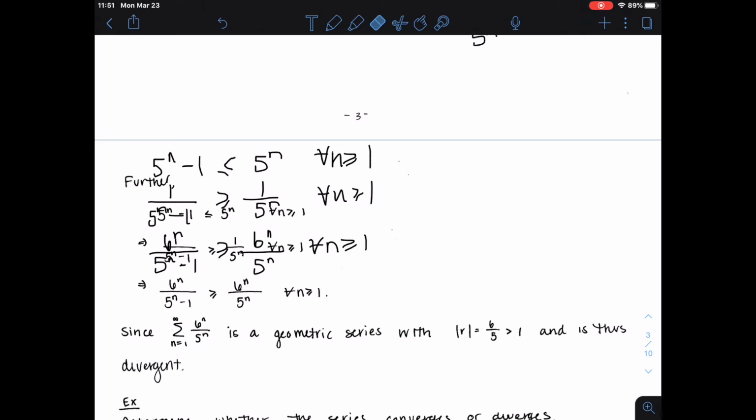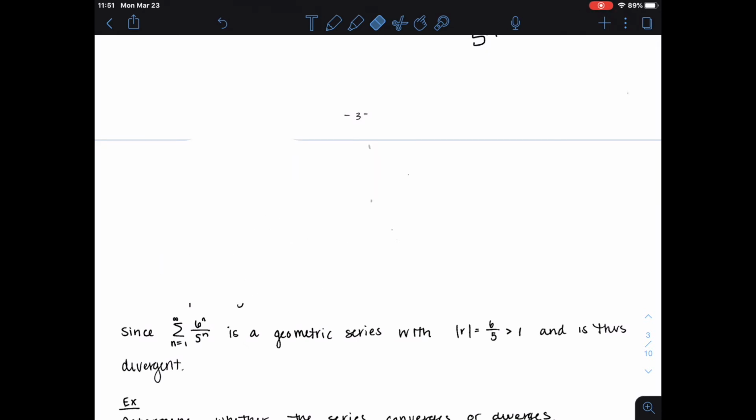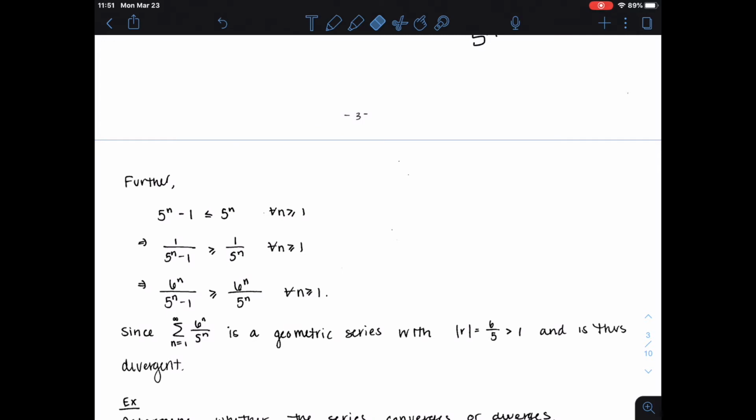So what we're able to say, now let me erase it and give you a little bit nicer of a view. Since 6 to the n over 5 to the n, the sum of that is geometric, the value of r is bigger than 1. It's divergent. We can say by the comparison test, our series also diverges.